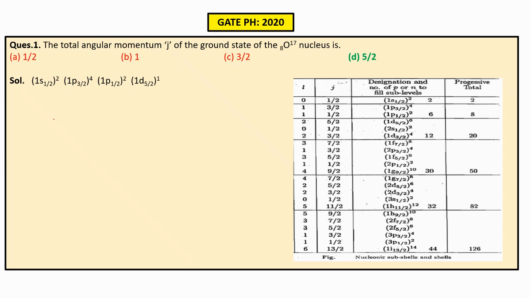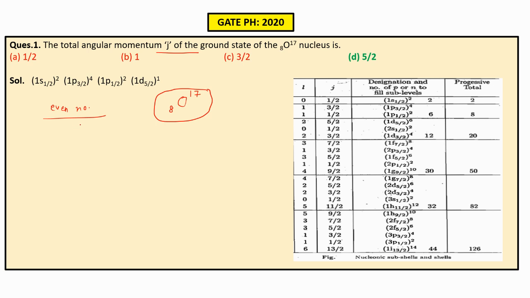This is the first question. This came in GATE 2022. In this question, you are asked to find out the total angular momentum of the ground state of oxygen. I've already told you, if it is an even number, don't take it into consideration. You have to only find out which one it is, proton or neutron.